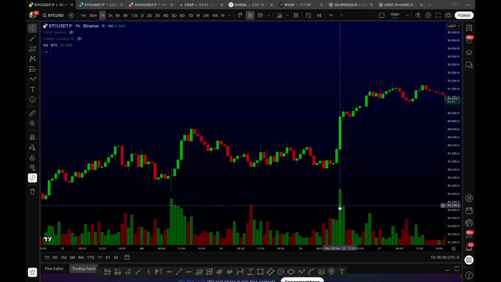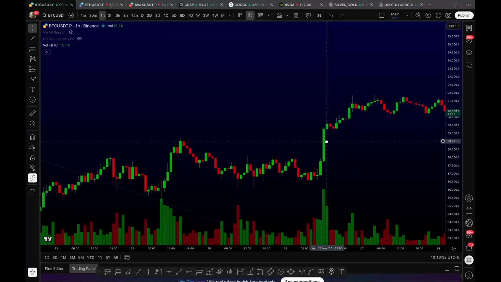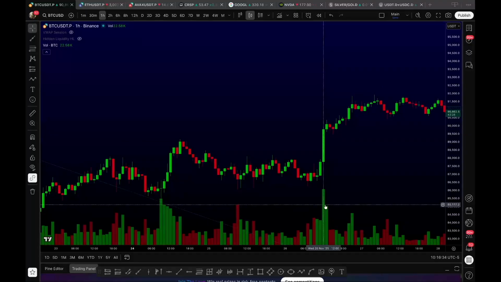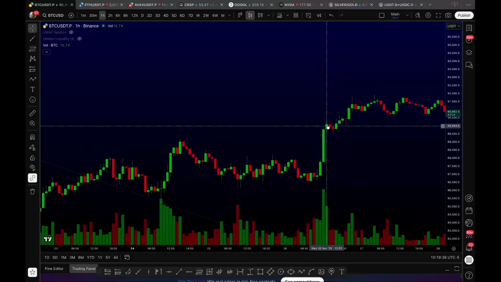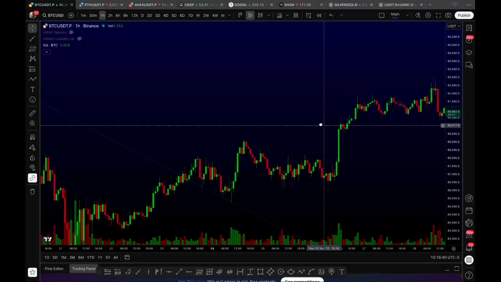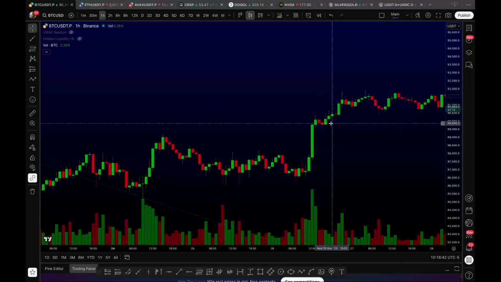It's not as high as the one before, so it's not prime volume spread, but it's definitely still a lot of effort made, a lot of volume put in, and the result of this candle is pretty low. So somebody's absorbing here, as it seems. And we have another example.